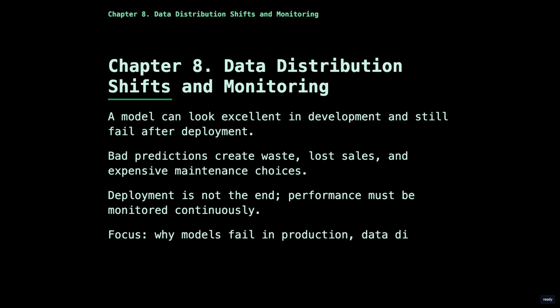The central theme is data distribution shift. The input data in production no longer looks like the data used for training. That shift is the starting point for understanding model decay, and it leads naturally into monitoring and then updating the model to adapt.